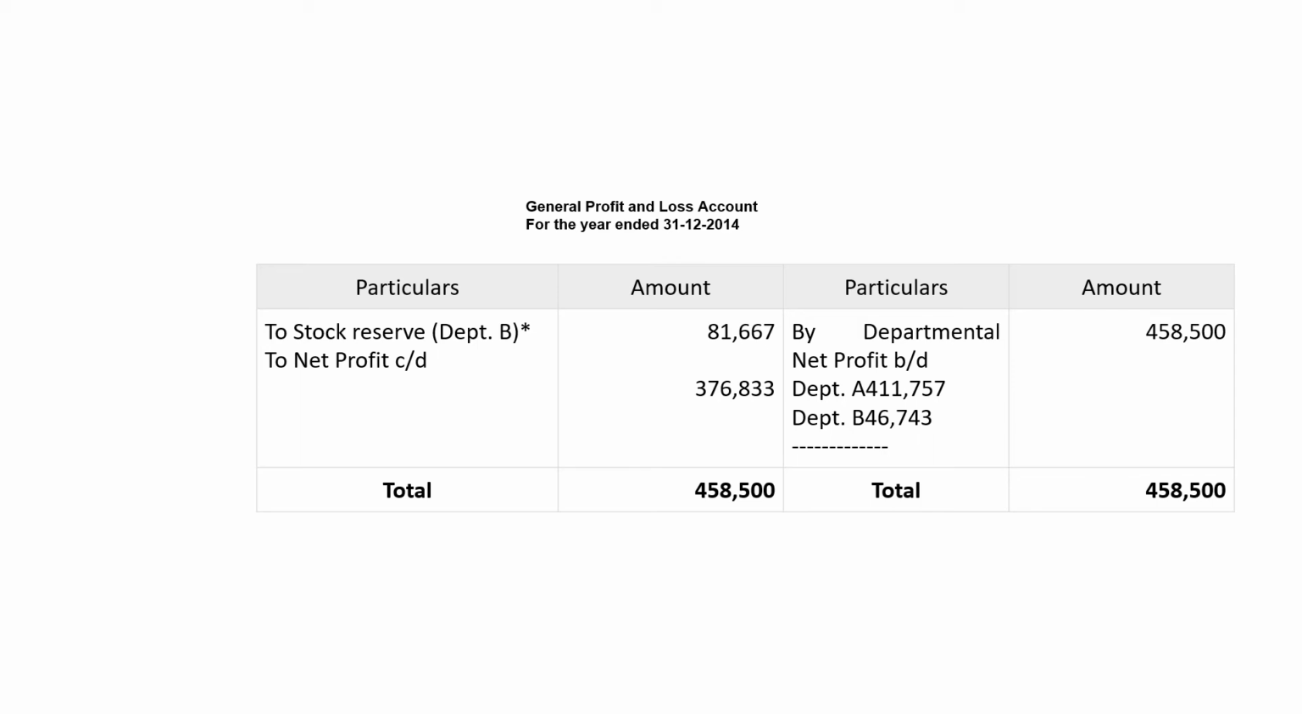Is that clear? Now you can check this in the notes panel. You may check your notes and you will come to know about this calculation.